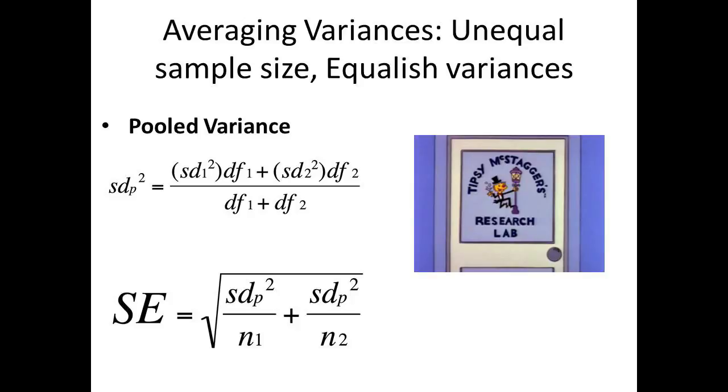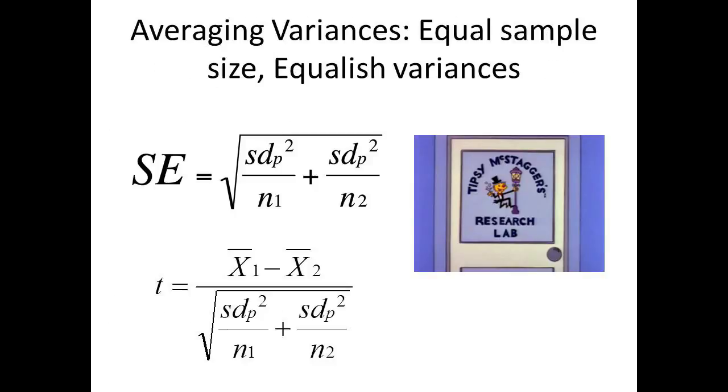And then to get the standard error, we would take the pooled variance and put it over each sample size and take the root. So then again, when we go to work out the t-value, that standard error equation just gets popped on the bottom here, and we can work it out.